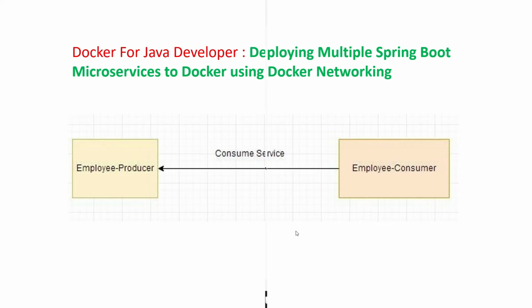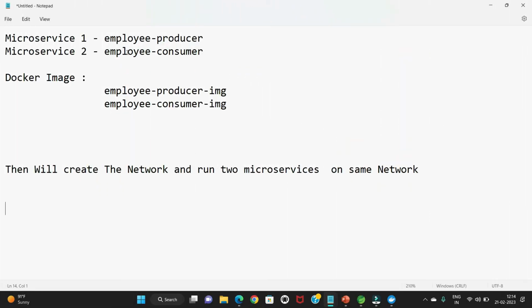Okay, so let's start. First we will create the employee producer microservice, then we'll create the employee consumer microservice. After that, we'll create the Docker image of employee producer and the Docker image of employee consumer. Once that's done, we will create the network and run our two microservices on the same network. So let's create the microservices first.